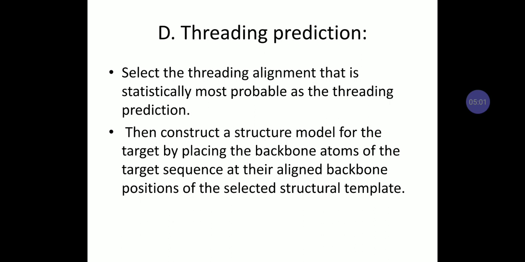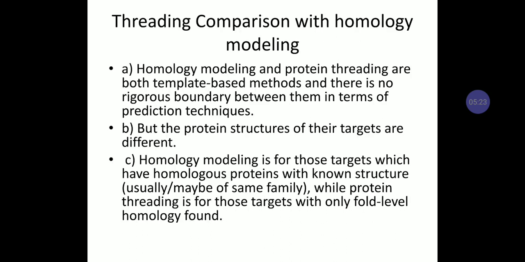The fourth step is threading prediction. Select the threading alignment that is statistically most probable as the threading prediction. Then construct a structure model for the target by placing the backbone atoms of the target sequence at their aligned backbone positions of the selected structural template.